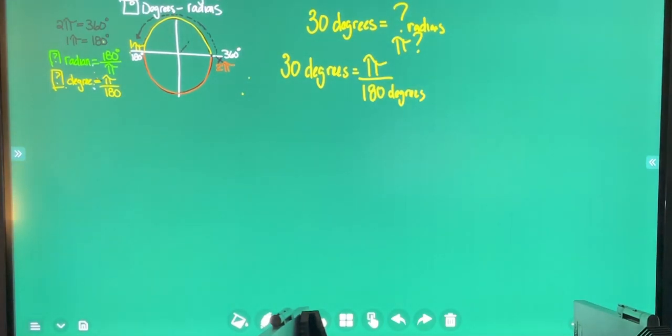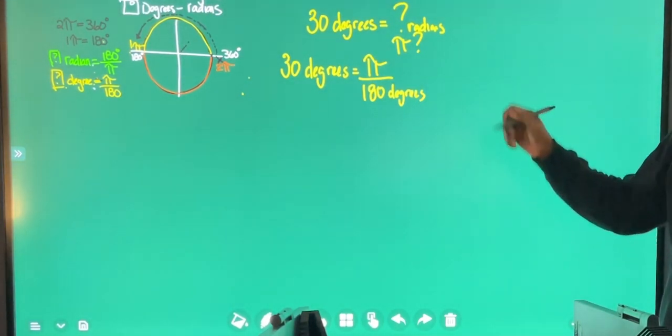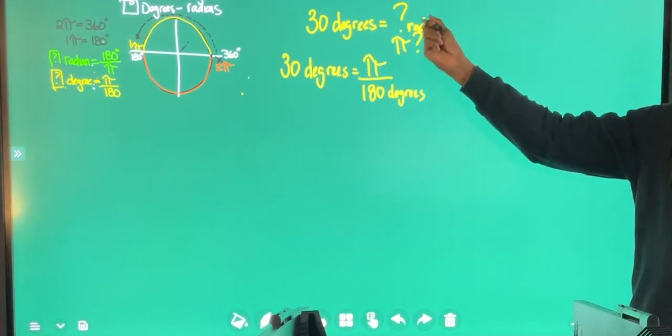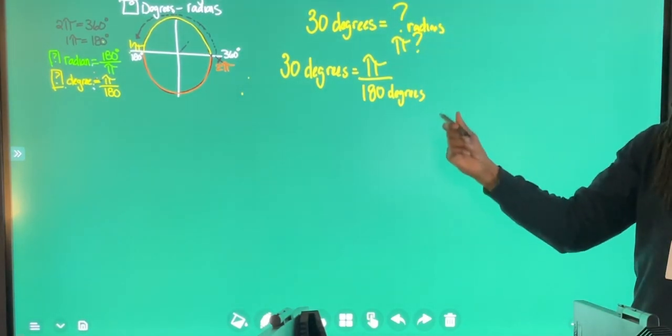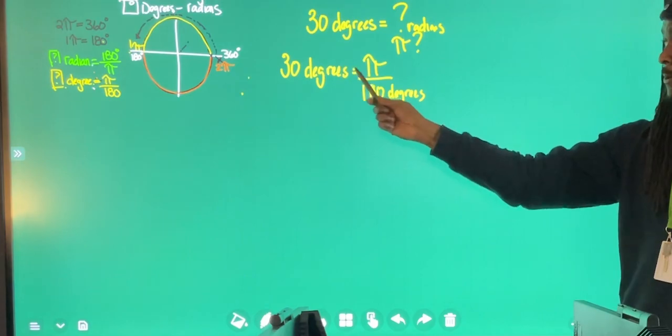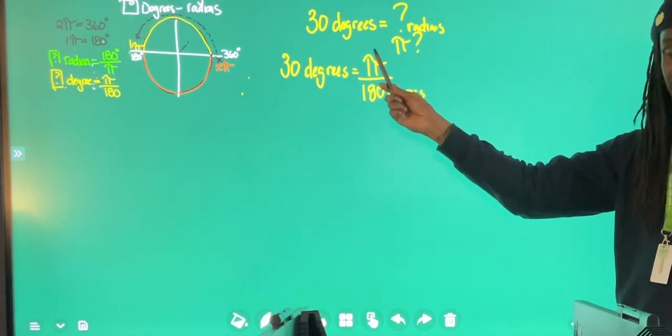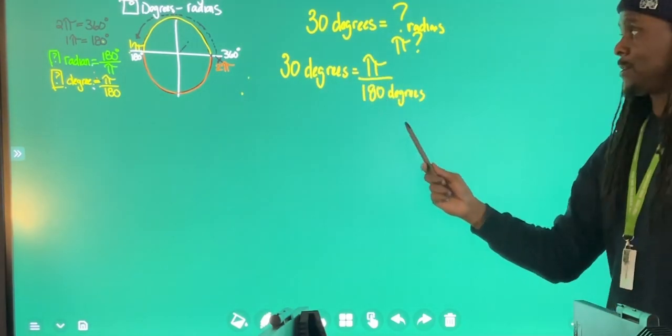Wait, what did you write on the top? 30 degrees equals question mark? Yeah, 30 degrees equals how many radians? This is the symbol for radians. So you set it up: 30 degrees equals pi radians over 180 degrees. Then we just multiply.